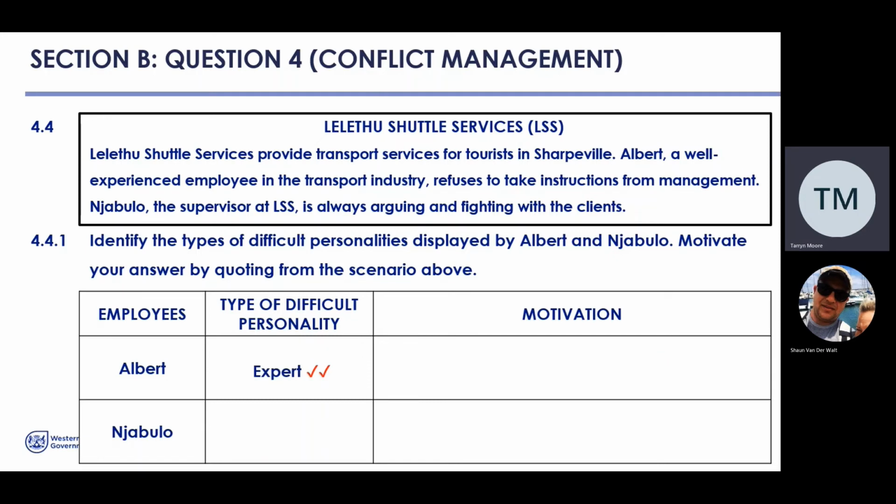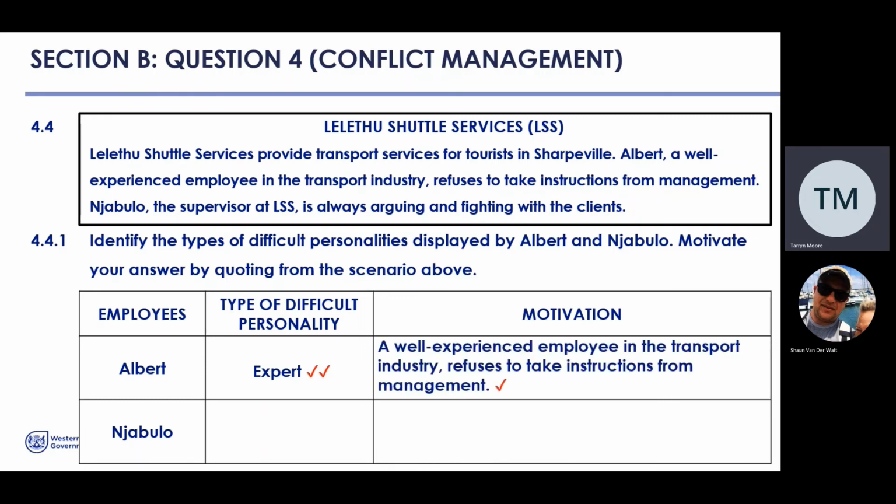We are looking at Albert being the expert. Now again, an expert can only be somebody who's had the experience, that has been through it, that knows what's going on. You have the expertise. And if we remember correctly, in the scenario, it said Albert is a well-experienced employee. So our motivation is quoted directly from the scenario, but grade 12s, it is not paraphrased or rephrased. It is quoted directly from the scenario.